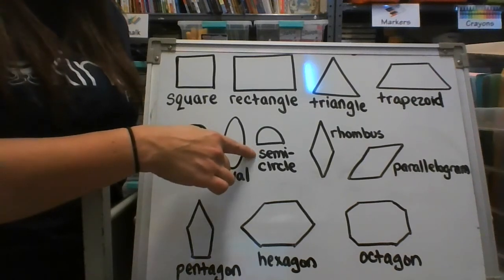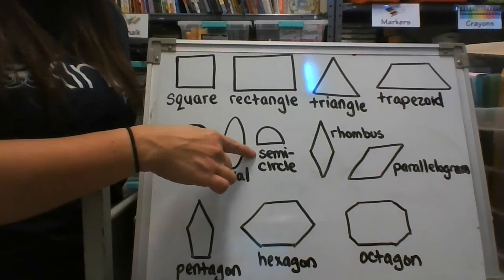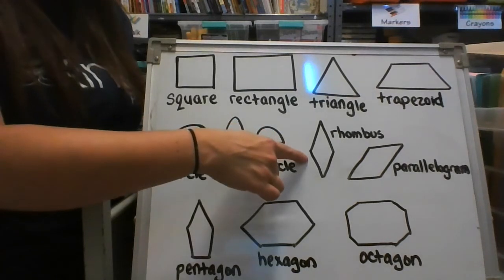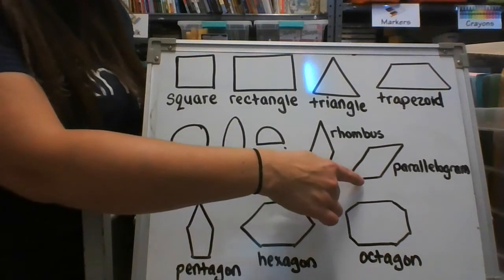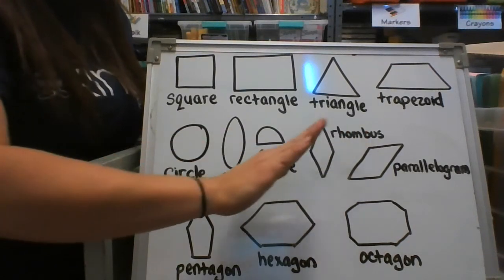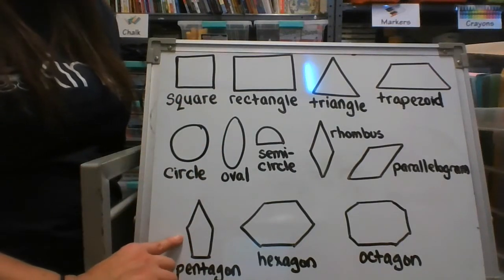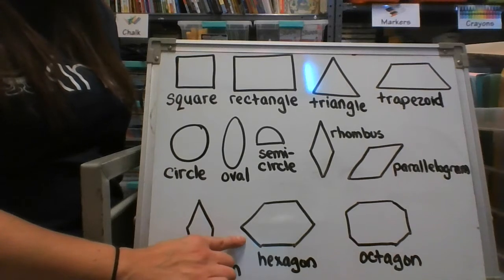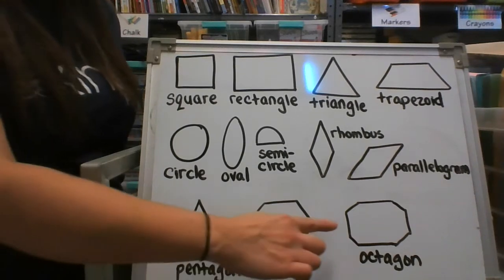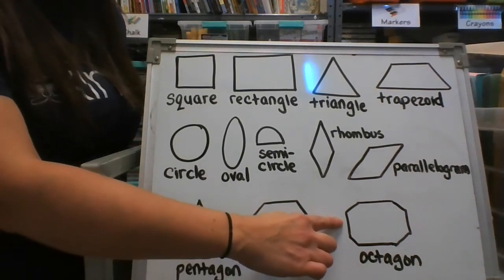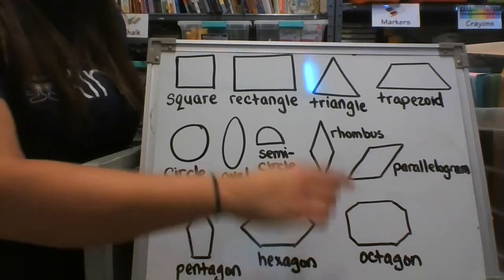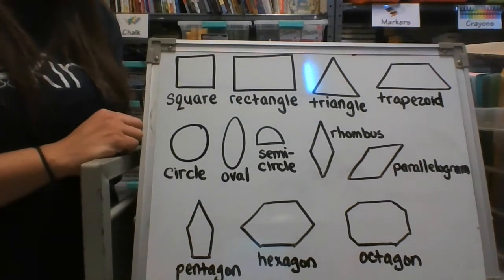And when I cut a circle in half, it becomes a semicircle. The rhombus looks similar to a diamond, but it's not a diamond. And the parallelogram, it's kind of like a square that we kind of just pushed over. I have the pentagon, which has 5 sides, the hexagon, which has 6 sides, and the octagon, which has 8 sides. Please take a moment to copy the shapes and their names.